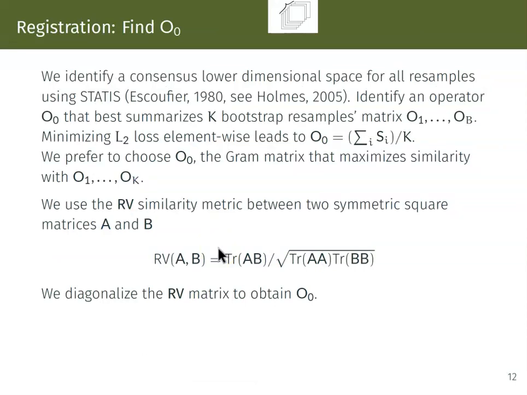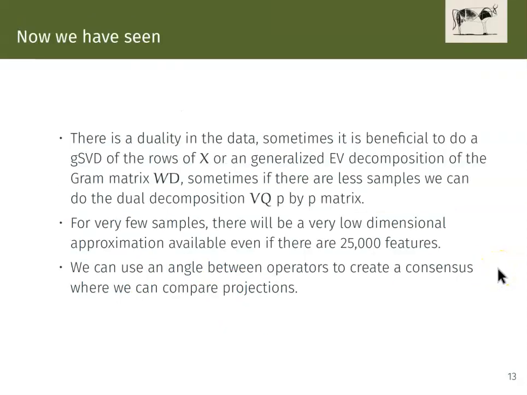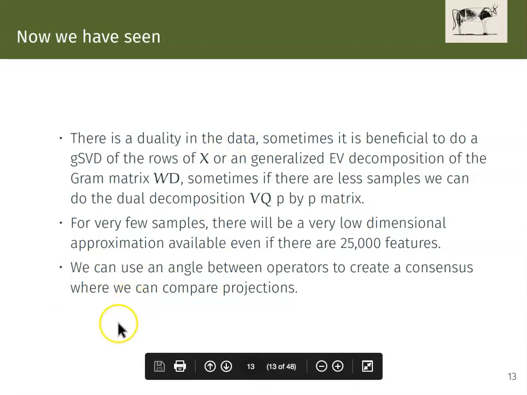And the alignment is done by taking the whole matrix of inner products, the RV coefficients, and taking the first eigentable or eigenmatrix by taking the first eigenvector of this RV coefficient matrix. Now, we've seen this duality of the data, we can choose which is the best dimension. The P by P matrix might not be the best choice if you have 25,000 features. It might be better to take the N by N. And we can see that we use an angle between operators to create a consensus.